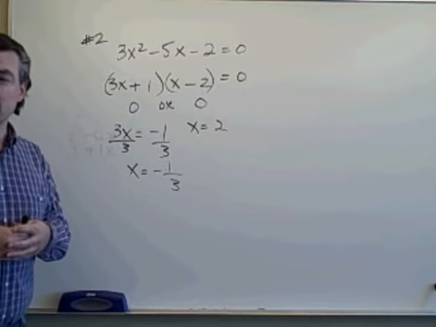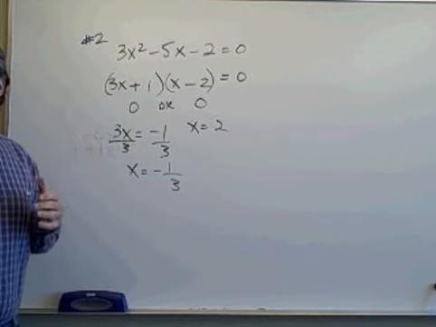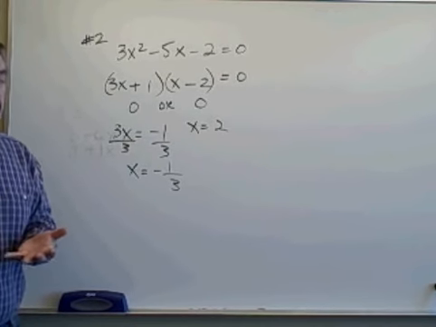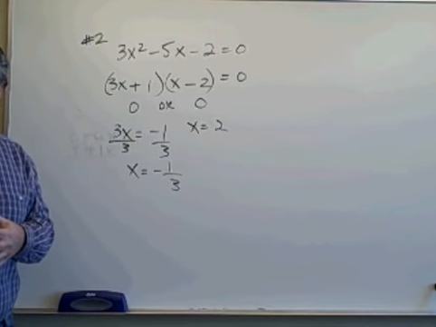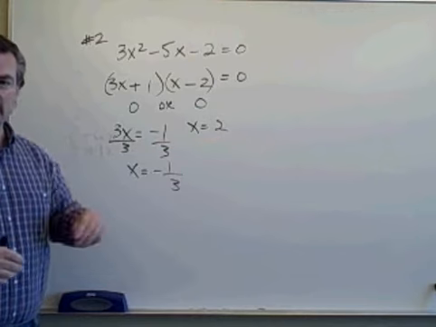Remember, that's what happens most times. It's a second degree or quadratic equation, and most times that equation will have two solutions. It can't have more than 2. It may have fewer than 2. In this case, my two solutions were -1/3 and 2.